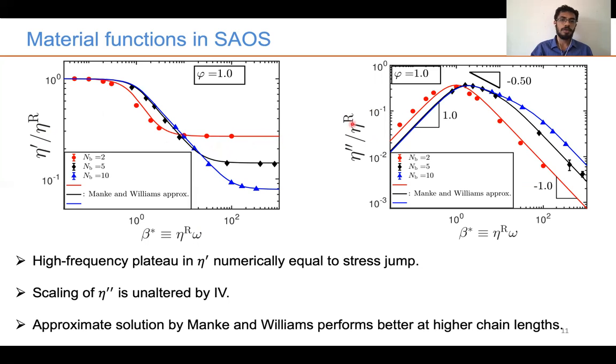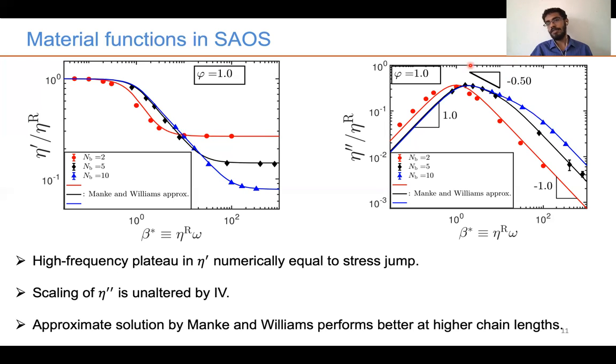With respect to eta double prime, it is seen that the inclusion of internal viscosity does not change the Rouse scaling. Particularly in the intermediate frequency regime, there's the appearance of a plateau for the 10-bead case whose exponent has not quite reached its asymptotic value.